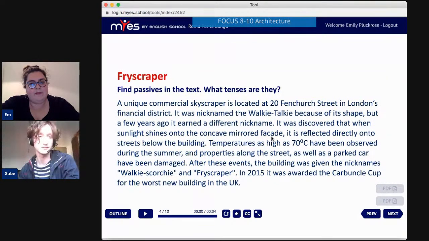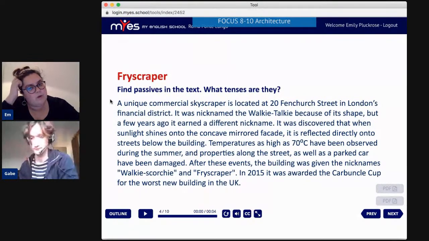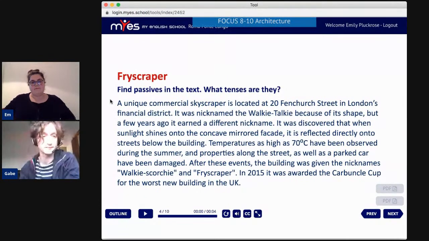Yeah. So guys, tell us the passives. If we start with this first sentence, there is one passive verb in it. Where is the passive and what is the tense? You can write to us the answer. Yeah, so every single sentence has at least one passive verb in it.